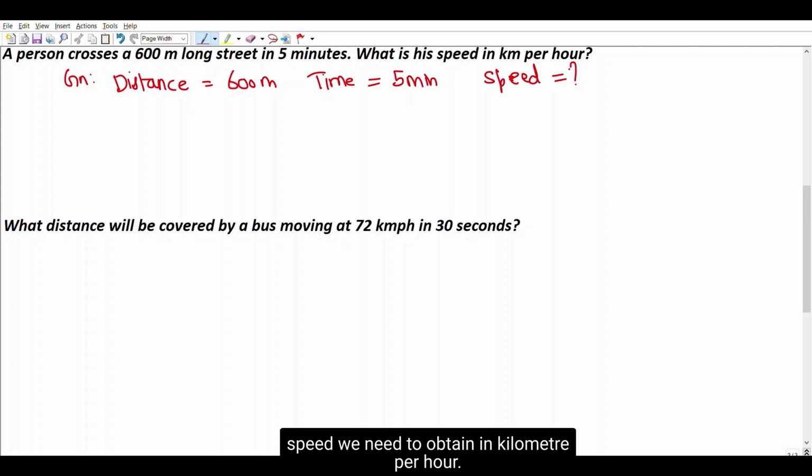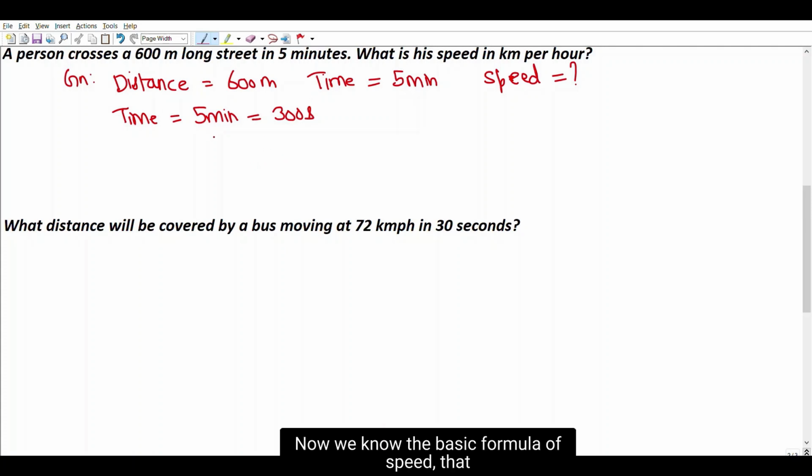We know that the entities should be in the same units before beginning to solve the question. Here, if distance is in meter, then time should be available in seconds. Therefore, we know that time is equal to 5 minutes, which is equal to 300 seconds.